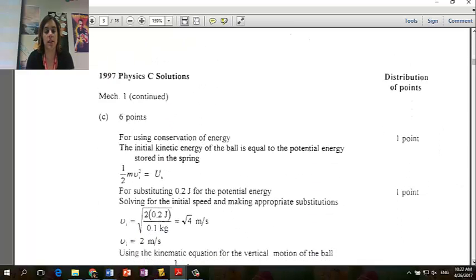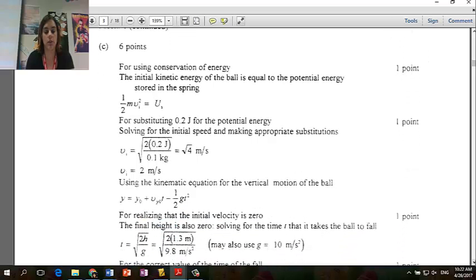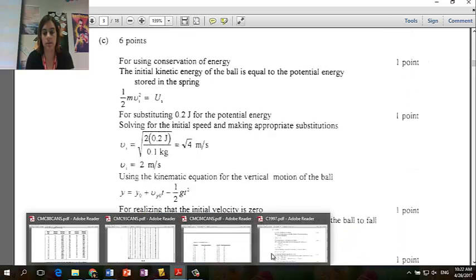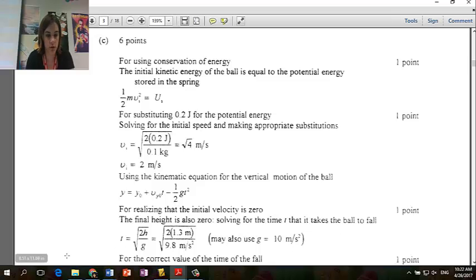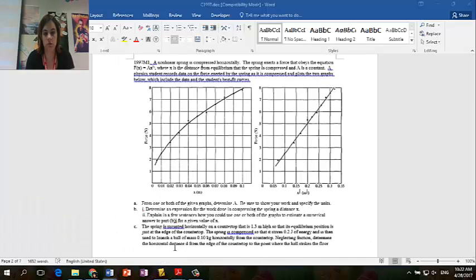Okay, part C, let's go back to the question and make sure we know what we're being asked. For part C, the spring is mounted horizontally on a countertop that is 3.1 meters high, so that its equilibrium position is just at the edge of the countertop. The spring is compressed so that it stores 0.2 joules of energy and is then used to launch a ball of mass 0.10 kilograms horizontally from the countertop. Neglect friction. Determine the horizontal distance d from the edge of the countertop.